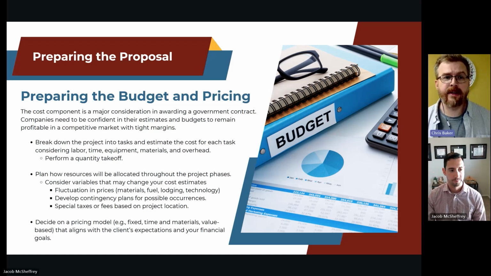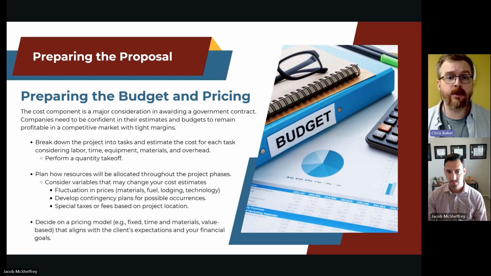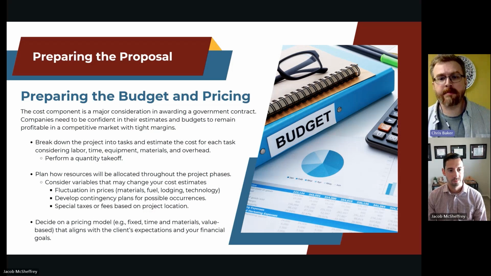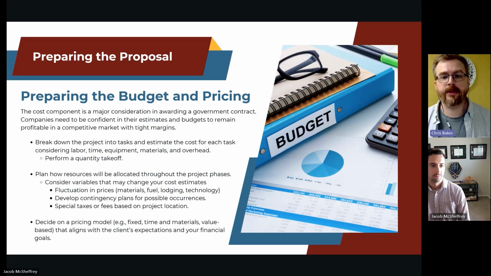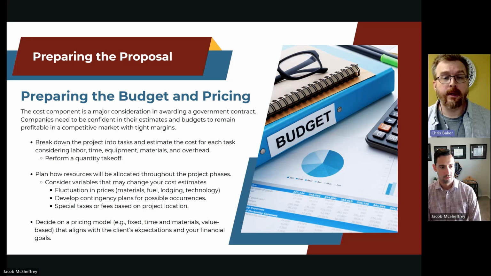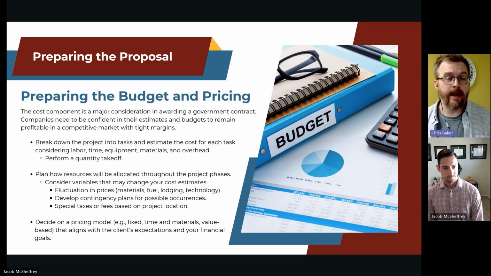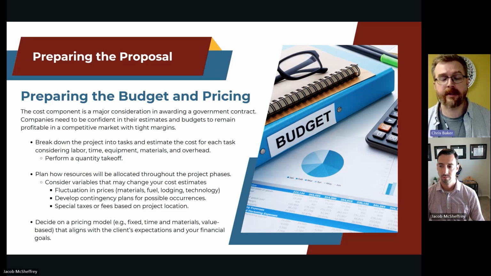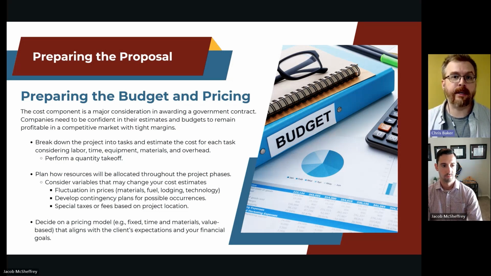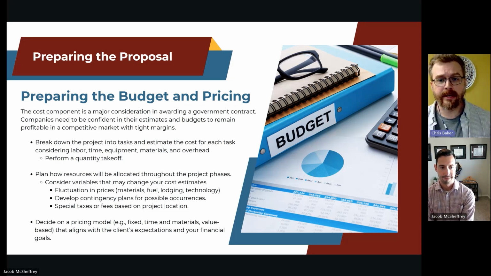And also verify if things like bonding and insurance are required, which typically will be spelled out in the RFP. And if it's not, it doesn't hurt to ask during the Q&A period. So again, plan how resources will be allocated throughout the project phases in your cost response, considering variables that could change your cost estimates. And we've seen even more of that now in the last few years, right? Where different things can affect supply chain and distribution. So building forecasting into that cost proposal is also a great idea.